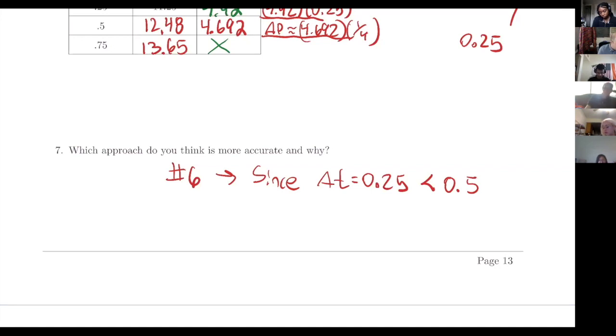Yeah, so the difference here is not that they're doing a different approach, it's just that they chose a different delta t value, right? And the more frequently we update our slope, the more accurate this is going to be, because the slope is changing all the time. Any questions?